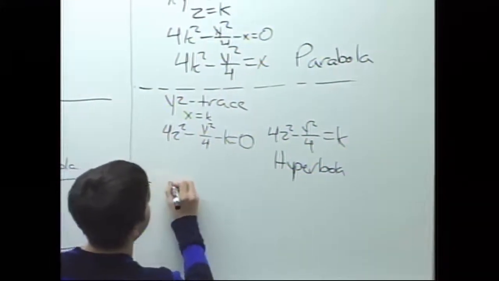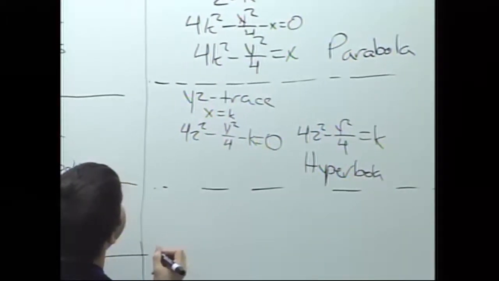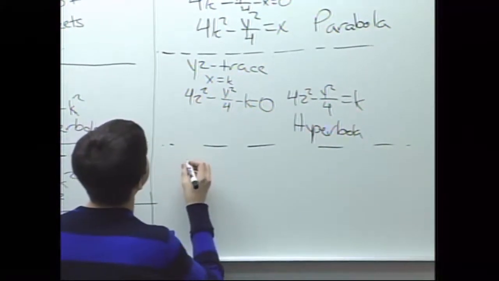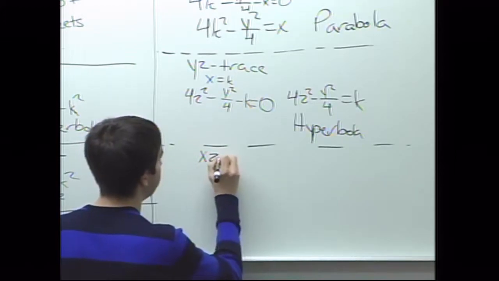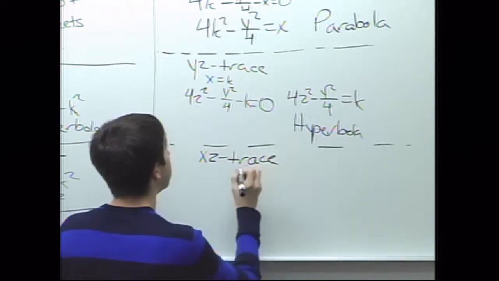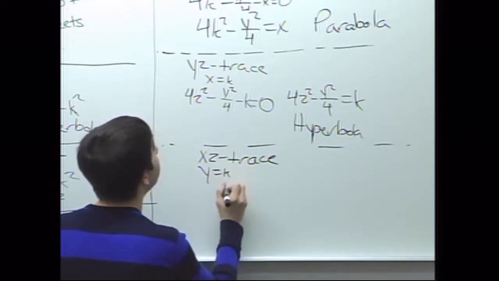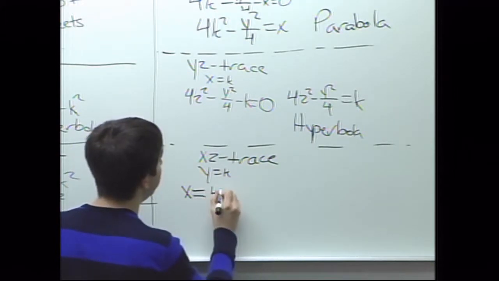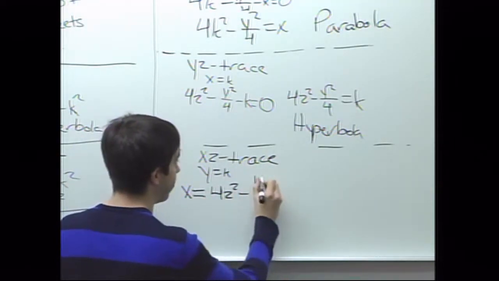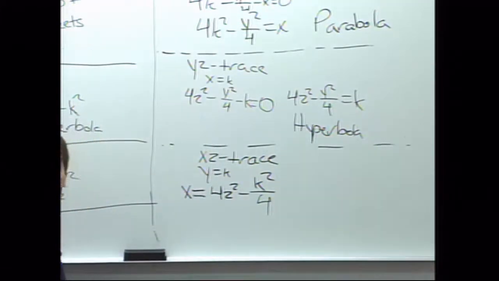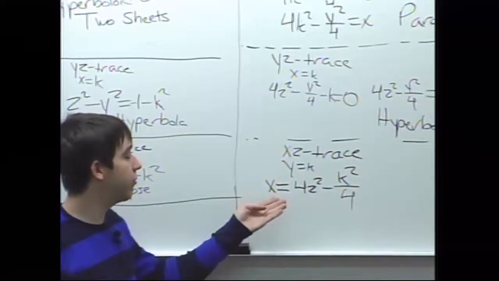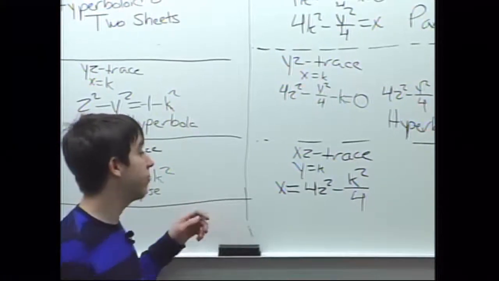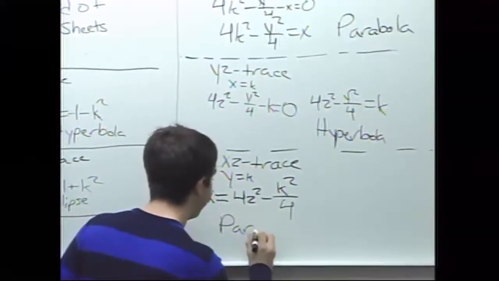And lastly, if we set y equal to a constant, this is going to be the xz trace. Plug y equals k in, and you end up getting that x is equal to 4z squared minus k squared over 4. Again, this is the equation of a parabola. So we have x is equal to some constant times a variable term squared minus another constant. This is a parabola, and that's our third trace.